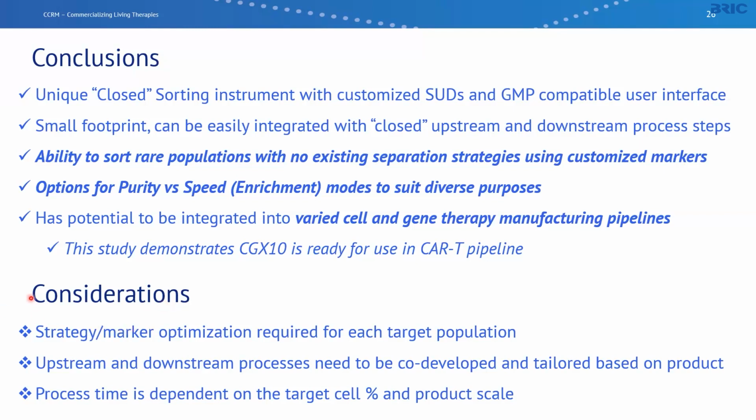Of course, when deploying the CGX10 in your pipeline or workflow, the marker optimization is required for each target population. The upstream and downstream process need to be co-developed and tailored based on the process. The process time also is dependent on the target population and product scale. And of course, as I mentioned earlier, on the level of purity that you would desire.